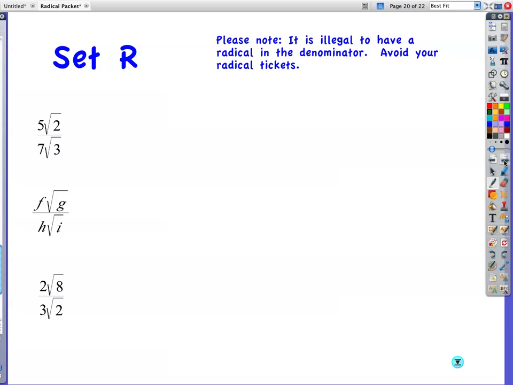All right? So here's what we do. We're going to multiply both the top and the bottom by square root 3. And the reason I'm doing that is because, this is so cool, square root of 3 times square root of 3 is 3. I no longer have a radical in the denominator. I don't want to forget my 7 here. And 5 times square root of 2 times square root of 3 is 5.